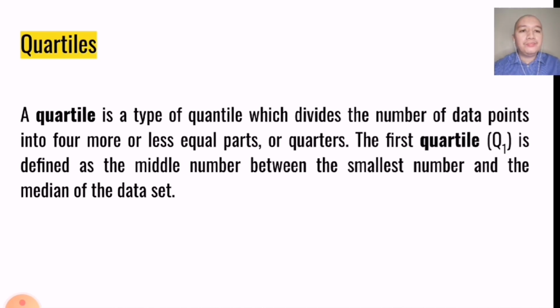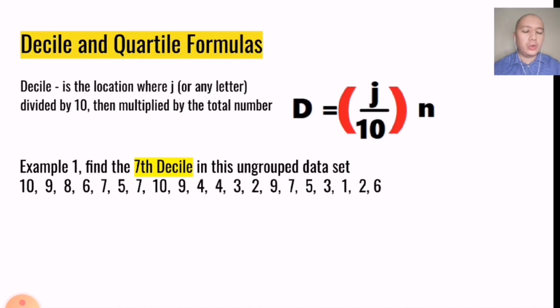Okay? So, now let's go to computation. How are we going to compute for decile and quartile? So last time we have already learned how to compute for percentile. So decile is the location where J, or again, this could be any letter. Baka malito kayo or sabihin nyo, hindi dapat J ang gamitin. No. It could be A, X, Y, Z, etc. I have just used J kasi yun na yung nagamit natin last time.